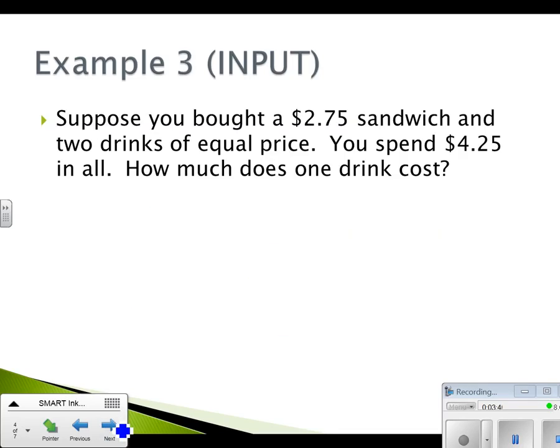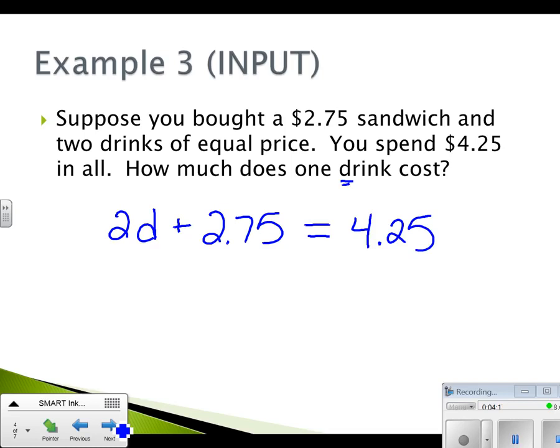You have to be able to take words and set up the equation and then solve the equation to answer a problem. Suppose you bought a $2.75 sandwich and 2 drinks of equal price. You spend a total of $4.25 in all. How much does one drink cost? We're finding how much a drink costs. I'm going to use D for the variable. So 2 drinks plus the sandwich, $2.75, and a total cost of $4.25.